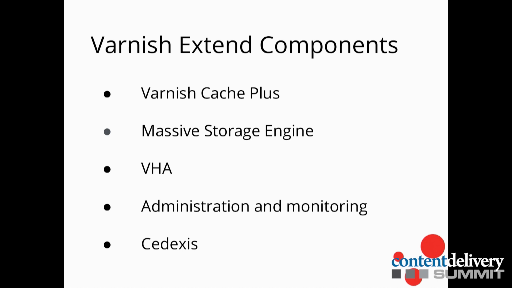Okay, so some of the components that I just showed you guys. We have Varnish Cache Plus, that's the caching engine. We have a component called Massive Storage Engine, and what that does is it allows you to move your cache to disk. That's something that's not available in open source. If you are caching in memory, you're going to be limited to whatever memory you have available on the server. It could be tens of gigs, could be hundreds of gigs. But if you were able to store your cache on disk, we're now talking about terabytes, tens of terabytes, even hundreds of terabytes of storage.